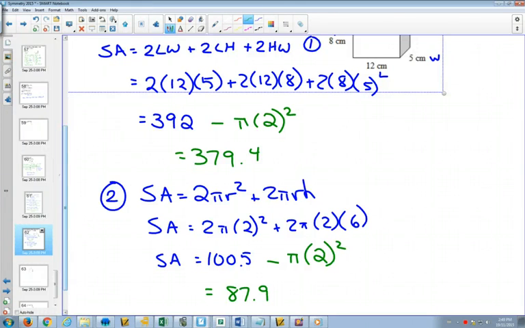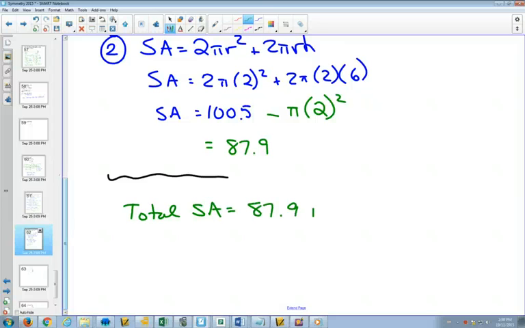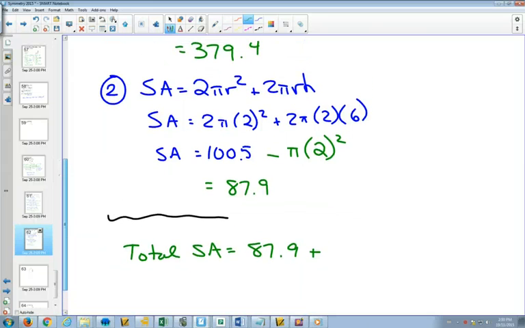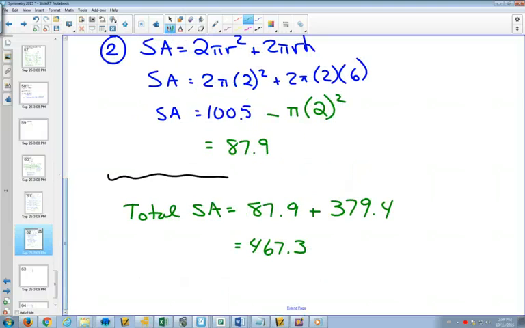So now if I want to calculate the total surface area, it will equal these two parts added together, the 87.9 plus the 379.4. 467.3, were we given units? Yes. Centimeters, so our area will be centimeters squared.